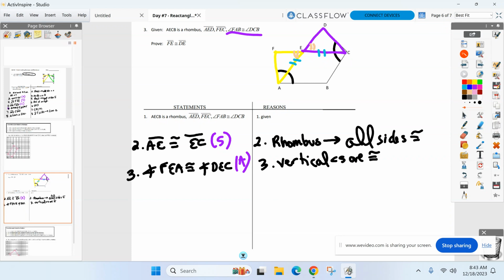And I don't want to give it away. I'm not going to call on anybody either, but if anybody sees it, you can let me know. That'd be great. Bailey, go ahead. Nice and slow for everybody. EAB and ECB are congruent.